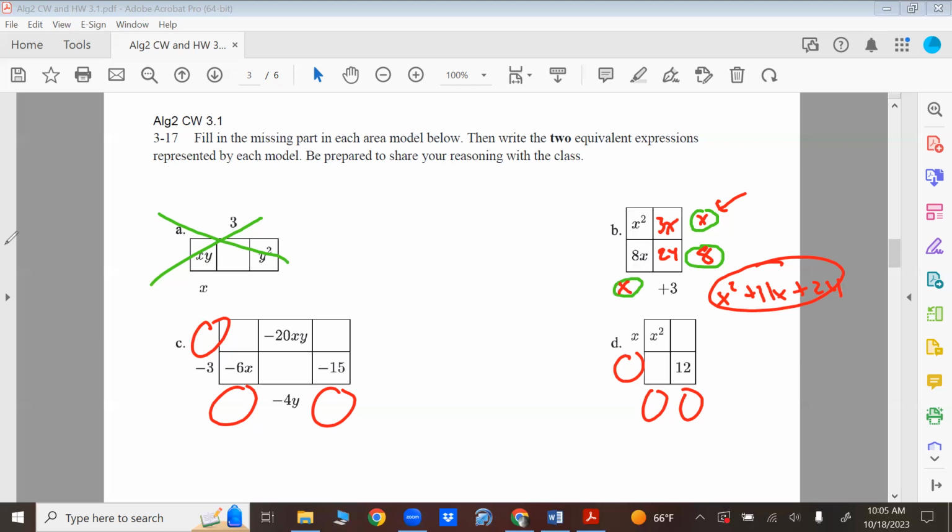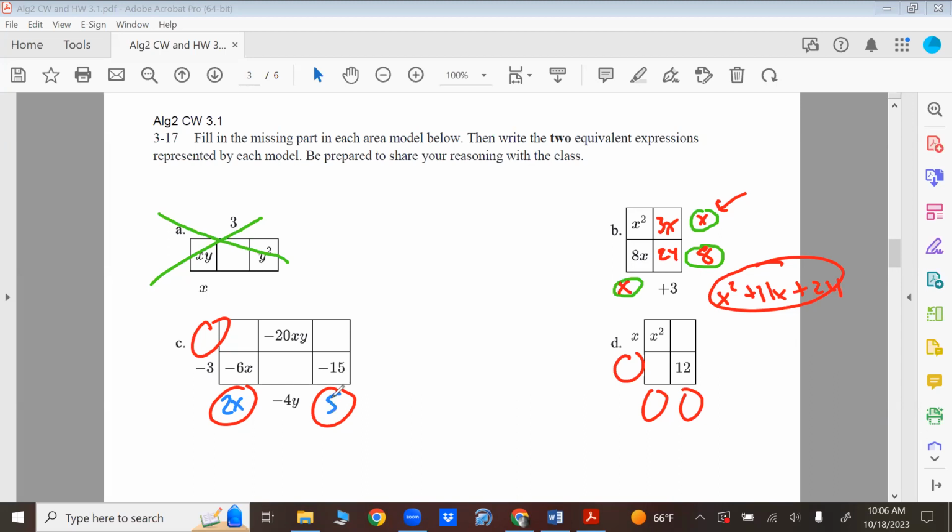Okay. So I want to share what they have for part C. What would you guys put? No, in the lower left red circle. What did you guys put? 2x. Yeah, totally. What would you put in the lower right circle?